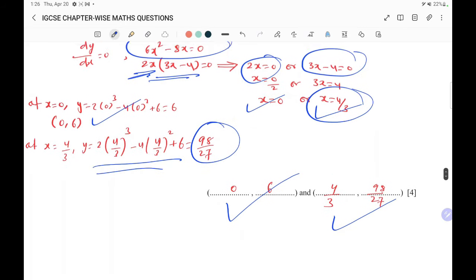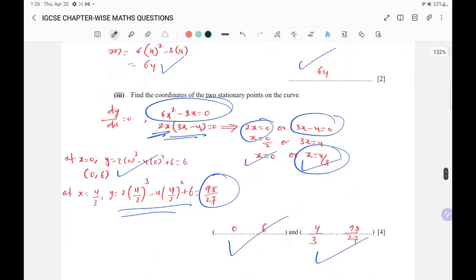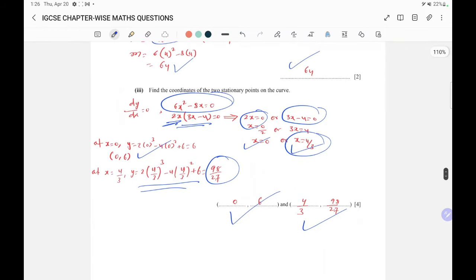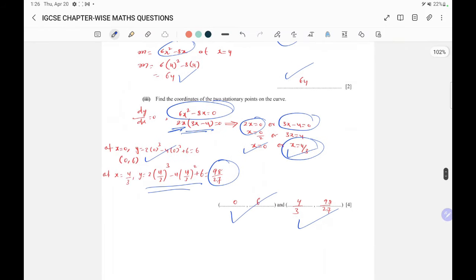By the way, how will you find the nature of roots, guys? Okay, let me show here. Suppose another question is for 2 marks to find the nature of the stationary point. So d2y over dx square we need to find. So d2y, I mean second differentiation. So differentiate this now. So 6x square differentiation is 12x minus 8.